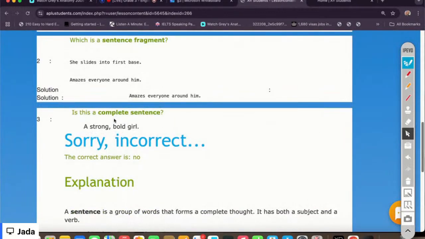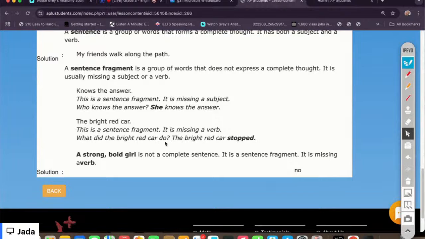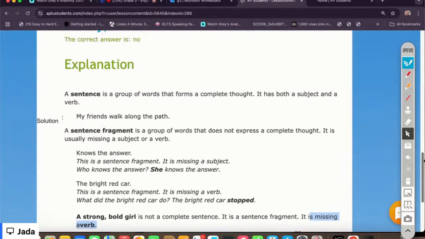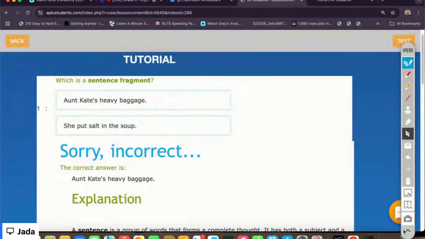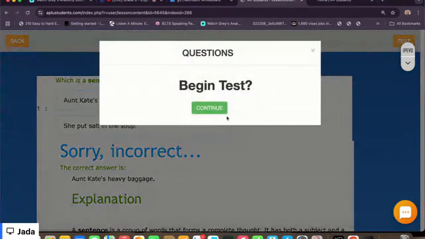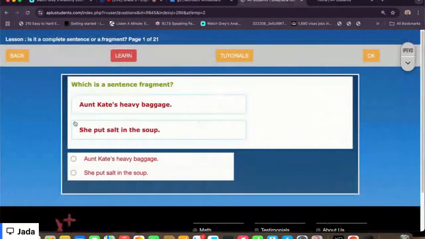Okay, we have: a strong, bold girl. Is this a complete sentence? A strong, bold girl is not a complete sentence. It is a sentence fragment. It is missing a verb. If you say a strong, bold girl, what happened to the girl? We have no idea. Okay, so let's move on to the test. You can send in your answers, okay? So we can interact. Which is the sentence fragment here? Send me your answers.